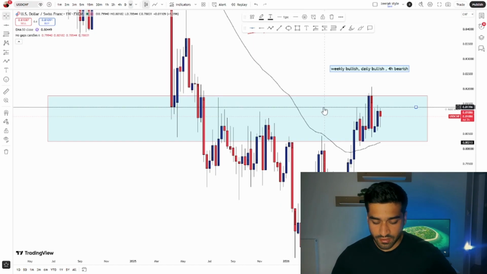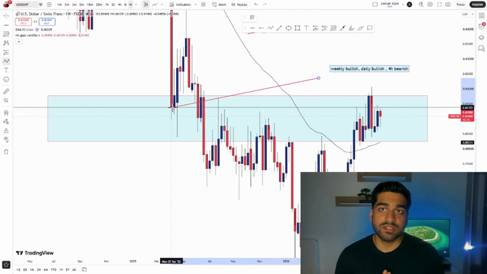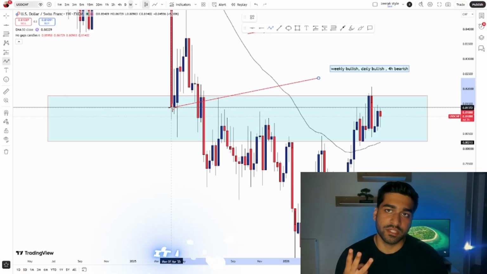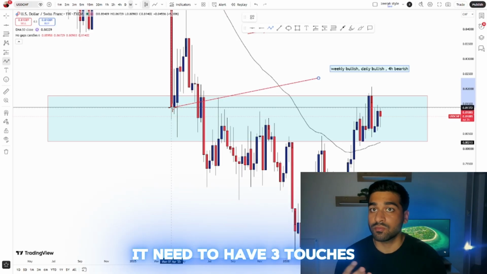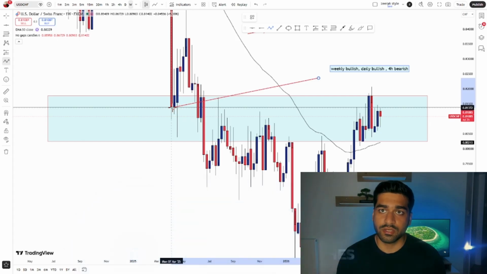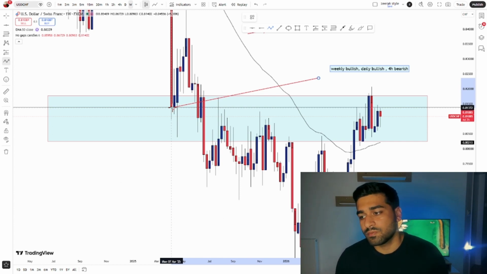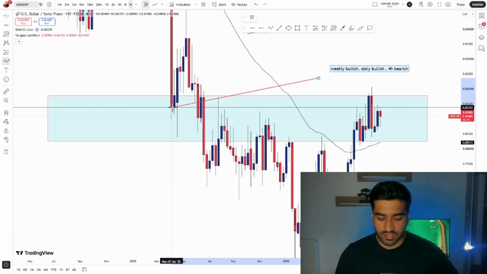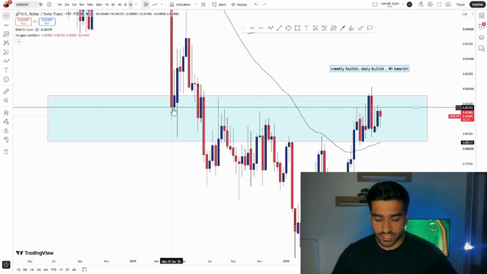What we have here, we have nothing, we just have one touch. What is the valid area of interest? In strong area of interest, it need to have 3 touches. If it have 3 touches or more than 3 touches, it's strong area of interest. If we have smaller touches than 3, then it's not that much valid and it's not that much strong. So price can go through, break and go from that area to another area. So here we have just one touch. What we will do, this is not our area of interest.